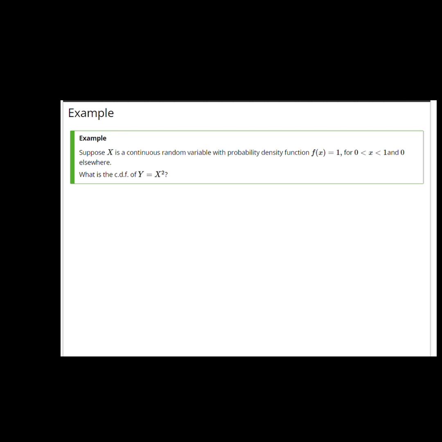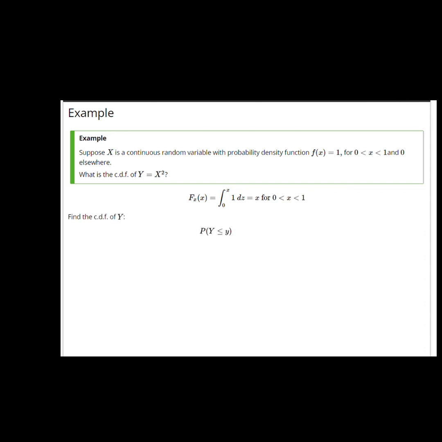And the first step is to identify the cumulative distribution function of this random variable, F of x. Capital F of x is the integral from 0 up to x of the density 1 dz, which in this case turns out to be just x. F of x is equal to x when x is between 0 and 1.